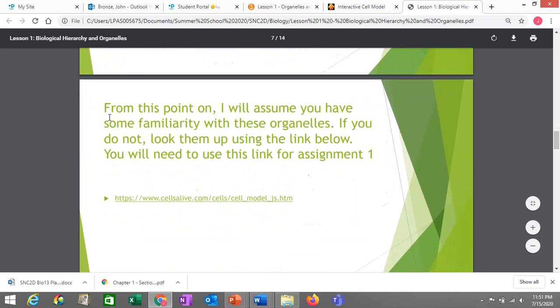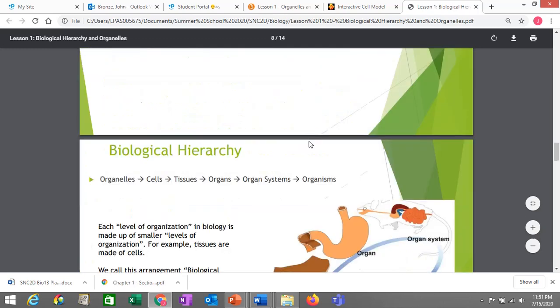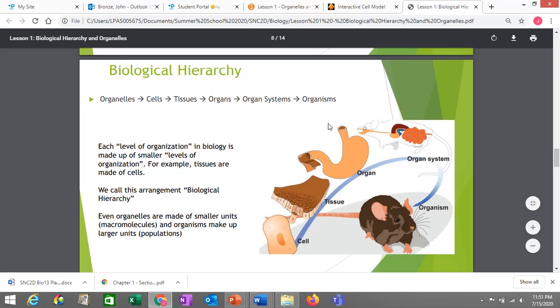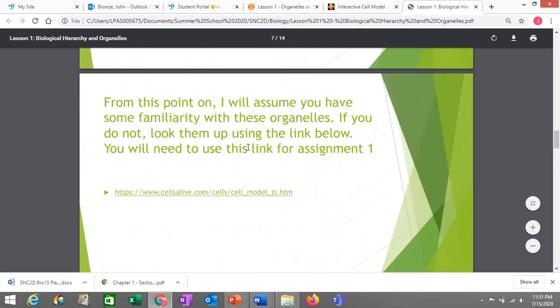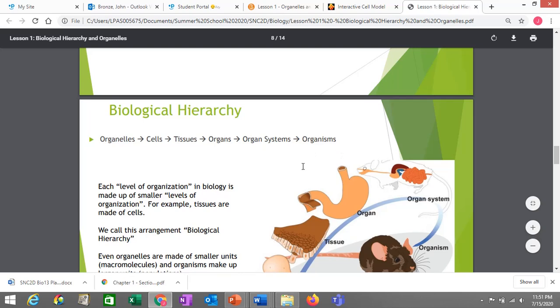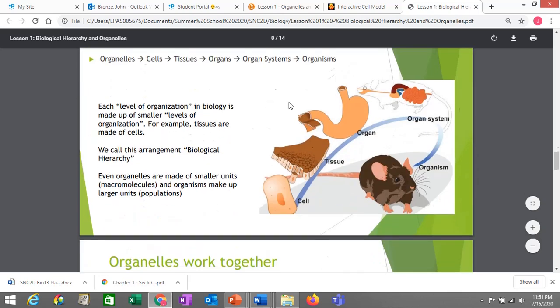And this is sort of my last warning here. From this point on, I'm going to assume you have some familiarity with these organelles. So what I'm about to tell you in this presentation assumes that you know something about these organelles. Okay. Well, actually, one more thing. You don't necessarily need to know about this for this one slide here. So there's one more slide that you could follow along with.